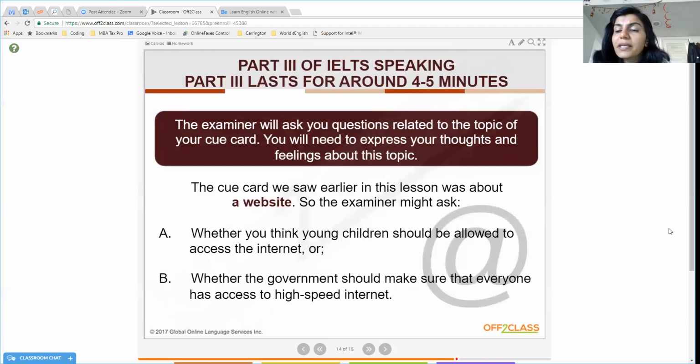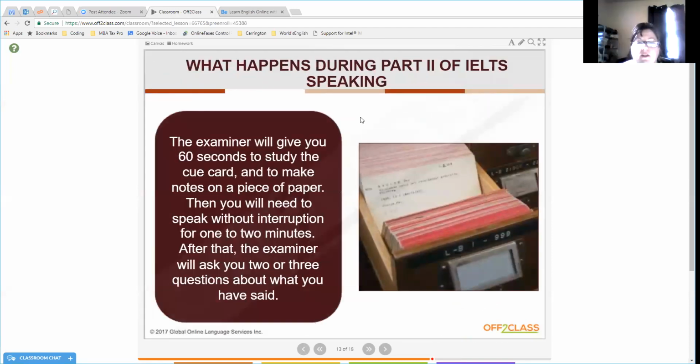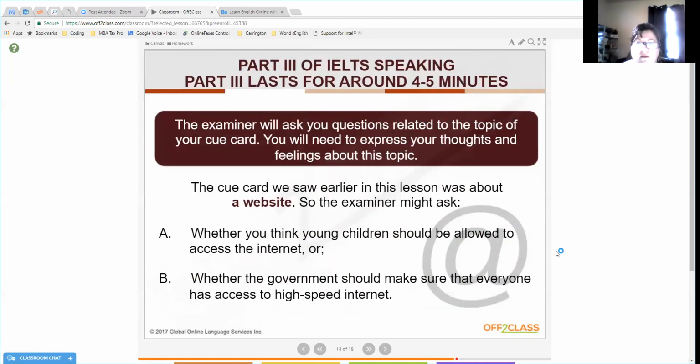So in the speaking, are there 2 sections or 3 sections? Because part 2 was also 4 to 5 minutes long. So you have, this is part 3. Okay. Part 2 is the cue card section. Part 3 is the part where the examiner wants you to elaborate and express your thoughts. Okay.